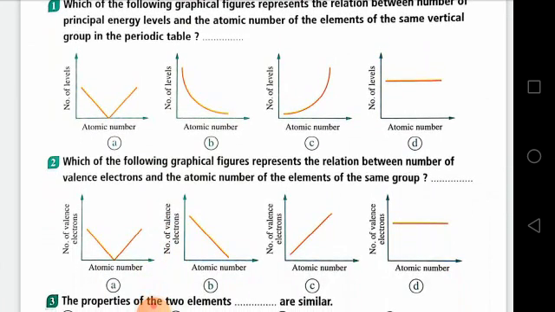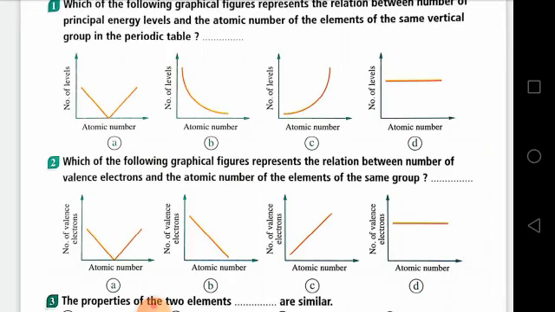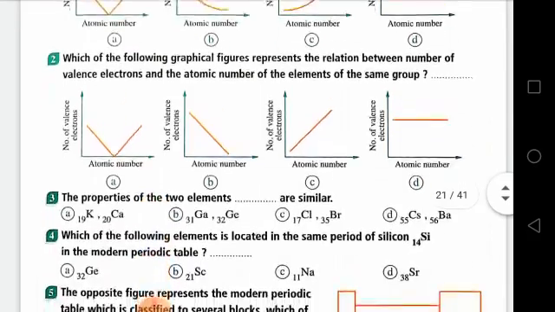In the second question, we also find some graphs. In these graphs, we determine the relation between the number of valence electrons and the atomic number of the elements in the same group. As we see in 1E, the number of valence electrons does not change by changing the atomic number. All the elements in the same group have the same valence electrons. So D will be the correct answer.